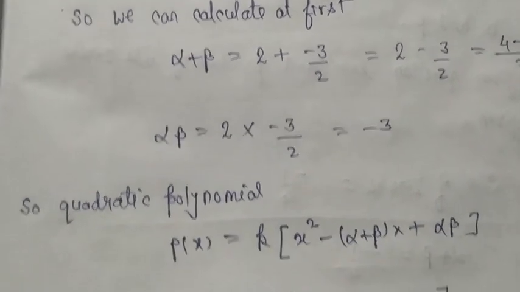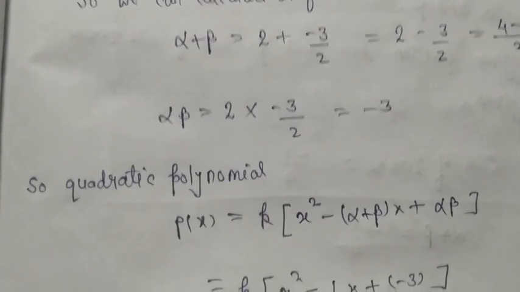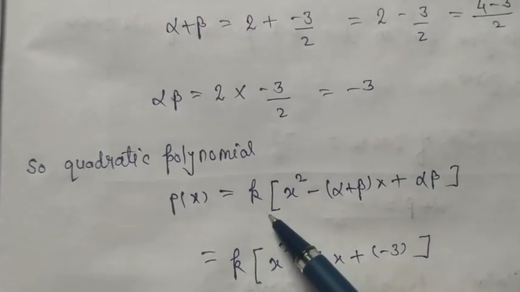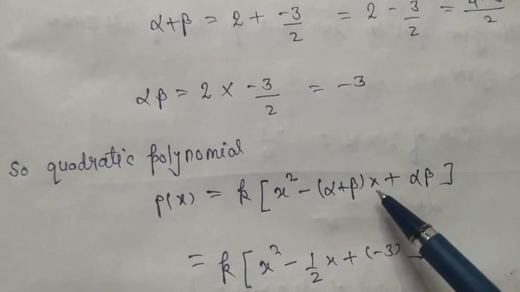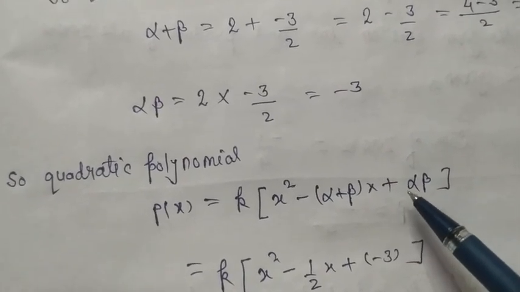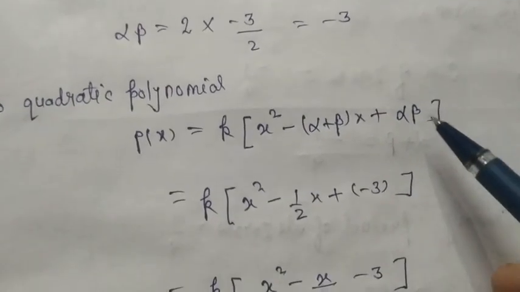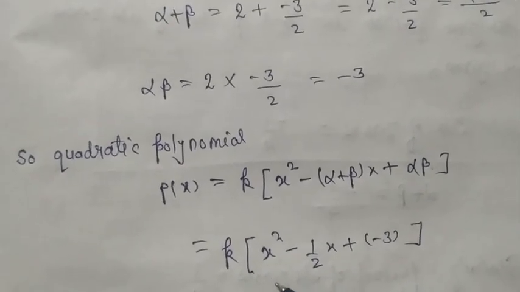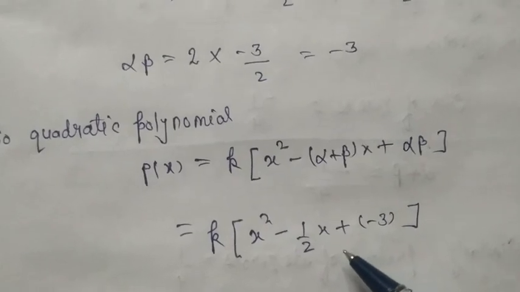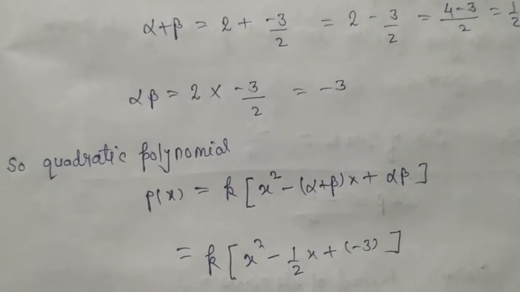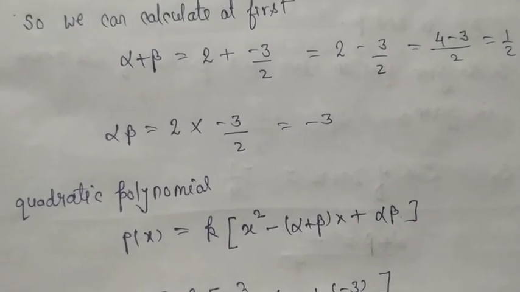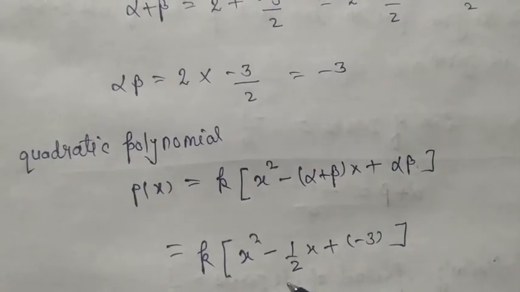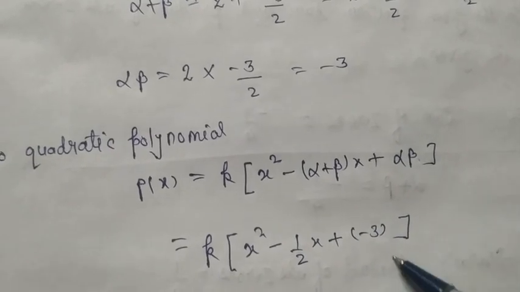Okay, so we have to form the quadratic polynomial, and the expression for the quadratic polynomial is p(x) = k(x² - (α + β)x + αβ). Just put the values of α + β and αβ here. So k(x² - the value of α + β, which I have got as 1/2. So I have put the value of α + β here, so it is 1/2, and αβ is -3.